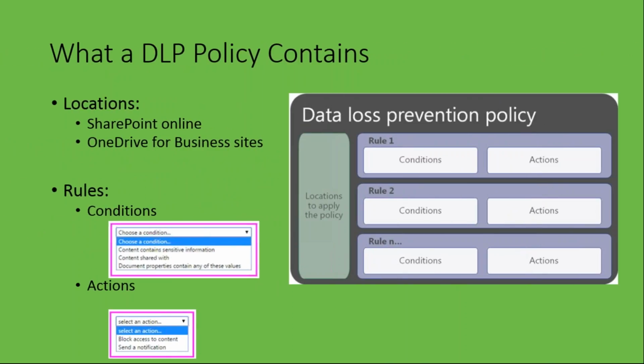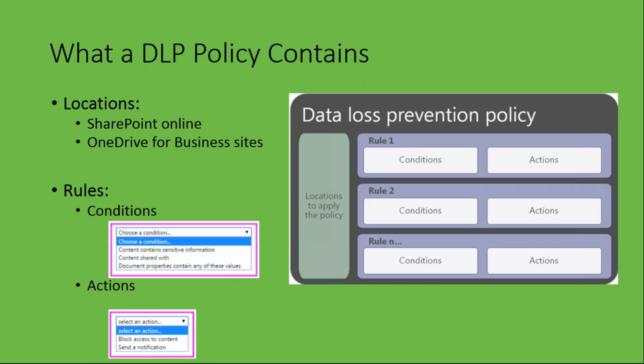So let's have a quick look at how this DLP policy looks internally. What's the internal architecture of this policy? There are two main portions of this DLP policy. One is locations, another is rules. In the location, we specify the source of the data, or the location of the data which needs to be scanned. That location could be SharePoint Online sites and OneDrive for Business sites.